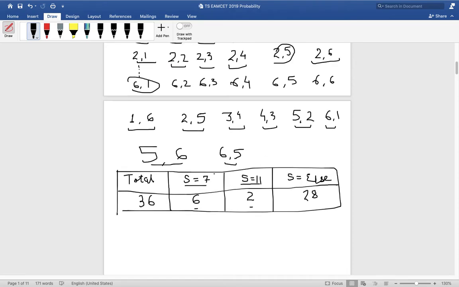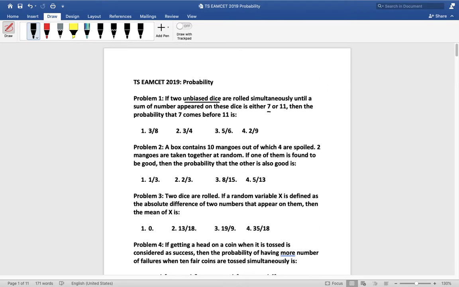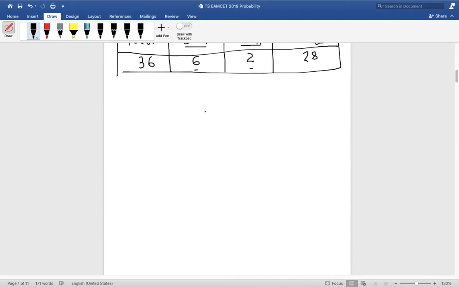Now let's look at how to solve this problem. You have to keep on rolling the dice until it is either 7 or 11. So let us say when I roll the dice for the first time, I got 1 and 3. This is a sum of 4, neither 7 nor 11, so I will have to roll the dice again. Maybe I get 6 and 4 the second time. This is a sum of 10, neither 7 nor 11. I will keep on rolling the dice till I get either 7 or 11.